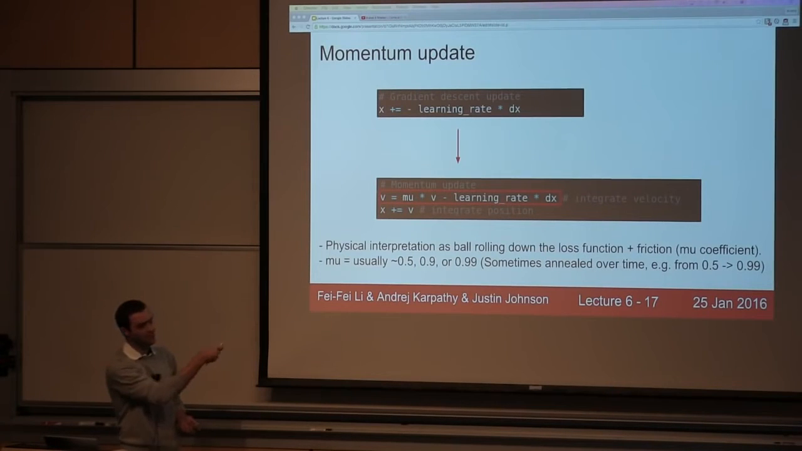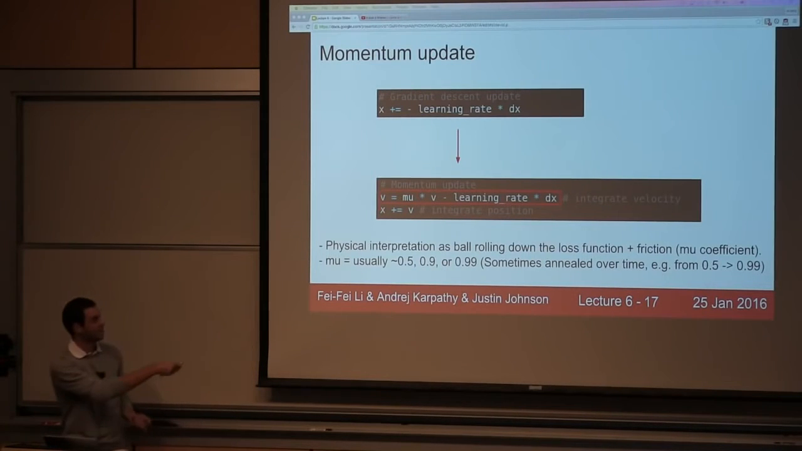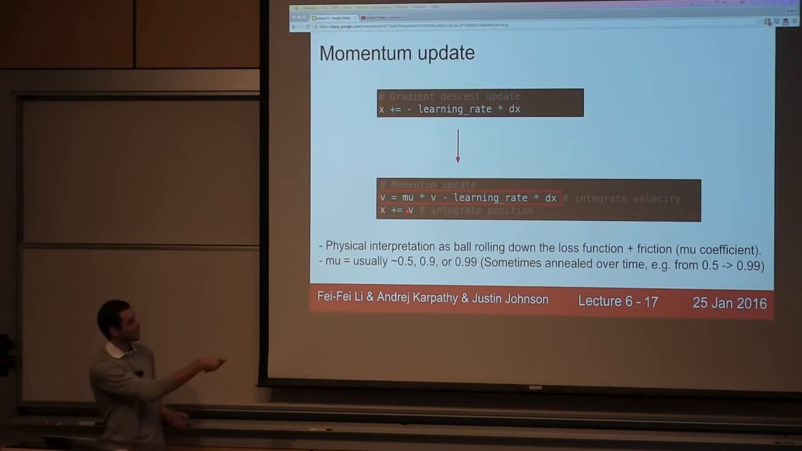Then mu times v has the interpretation of friction, because at every single iteration we're slightly slowing down. Intuitively, if this mu times v was not there, then this ball would never come to rest, because it would just jiggle around the loss surface forever, and there would be no loss of energy where it would settle at the end of the loss function. And so that's the momentum update.